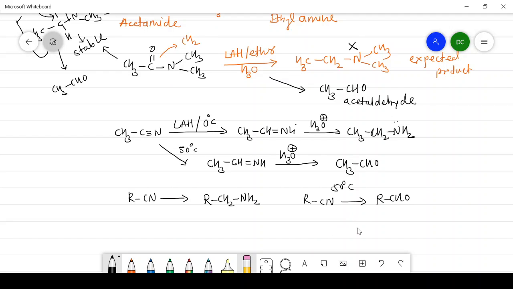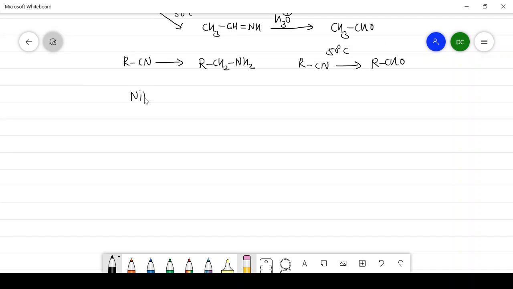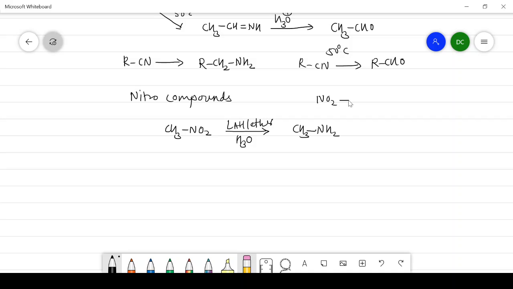Now the next compound is a nitro compound. In case of nitro compounds, we get two types of products depending upon the structure of the nitro compound. Suppose CH3NO2 is the compound, that is an aliphatic nitro compound. It will undergo reduction in presence of lithium aluminum hydride and it will produce CH3NH2. It means that the NO2 group is converted into NH2 in case of aliphatic compounds.